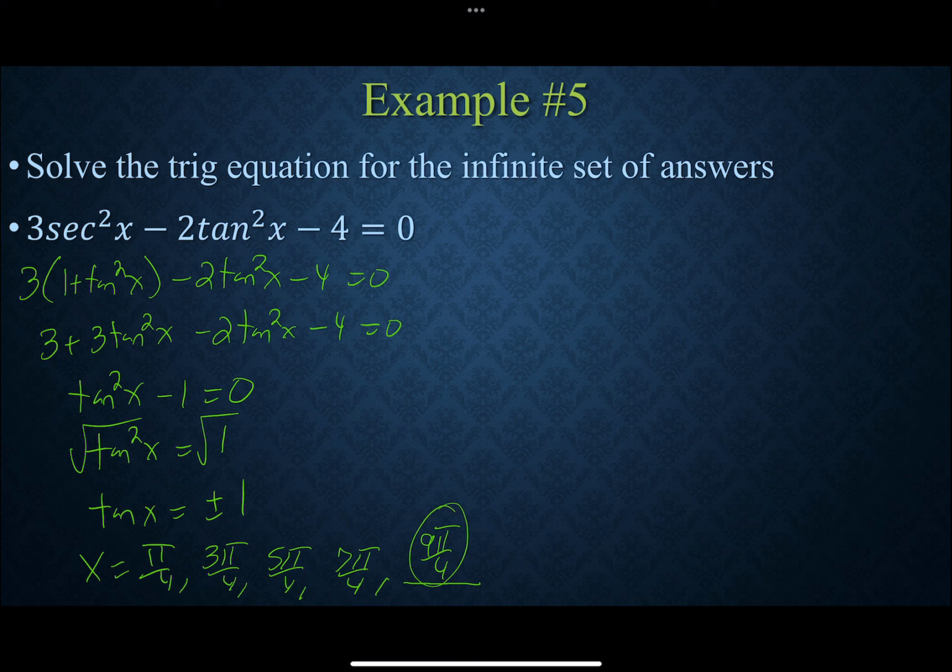So it's increasing by 2 pi up top. So the next one is 9 pi over 4. Is that coterminal back to the beginning? Yes, it is. So all four angles are connected together by 2 pi over 4, which is pi over 2, n.